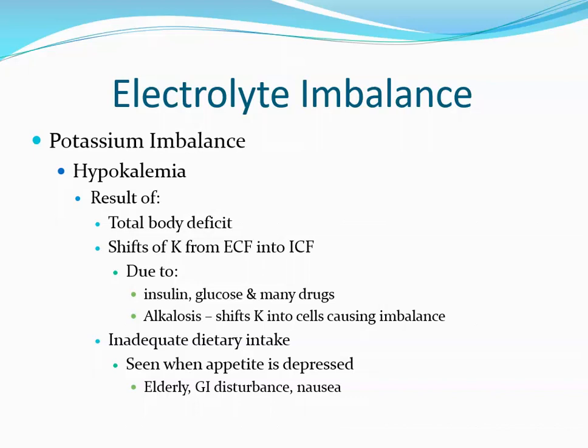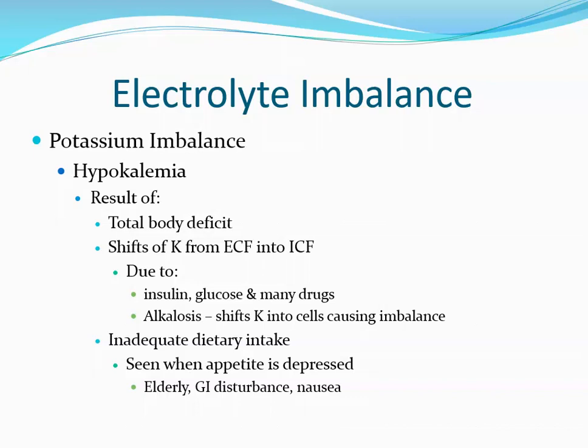Hydrogen ions carry a positive charge. We need to balance the charge. So potassium will be shifted into the cell to exchange these positive ions. So for every hydrogen that comes out of the cell, one potassium will go in to balance the charge, and this can create a hypokalemia state.